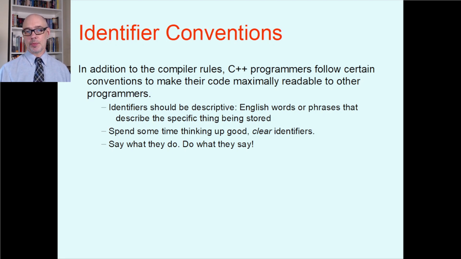The identifiers should be descriptive, right? They should be clear, they should be English words or phrases that describe the specific thing being stored. So my little example previously of X and Y and Z, that's actually not super good, right? Those weren't English words. So in a real program, we would want to use something different. Spend some time thinking up good, clear identifiers.